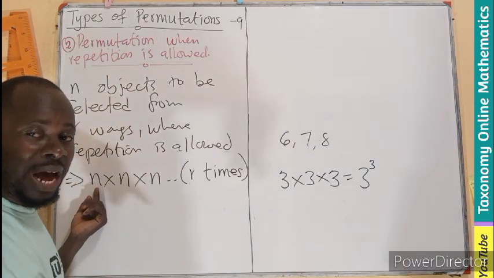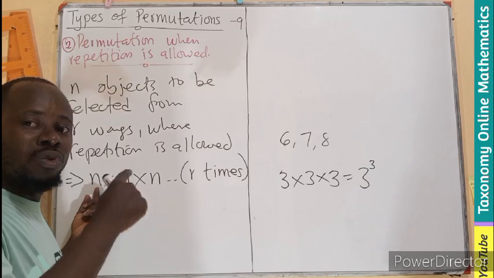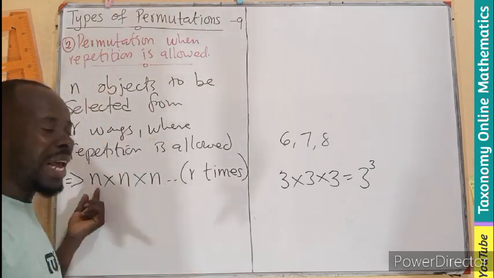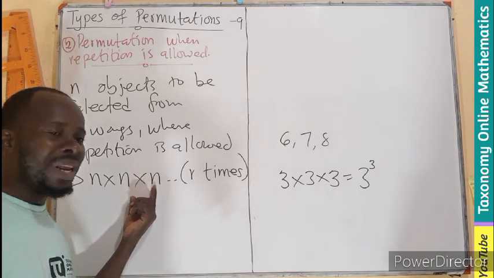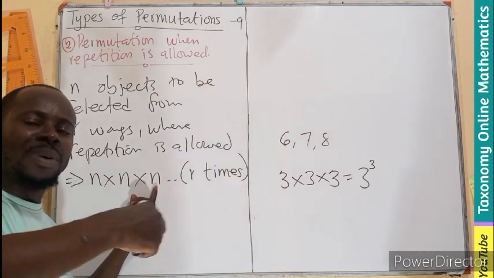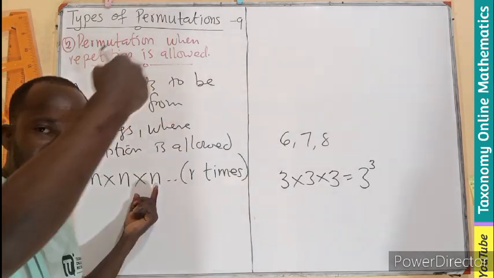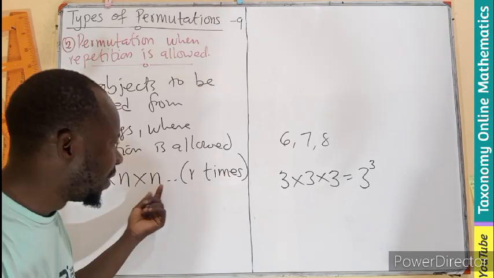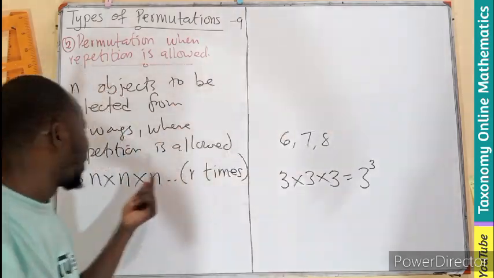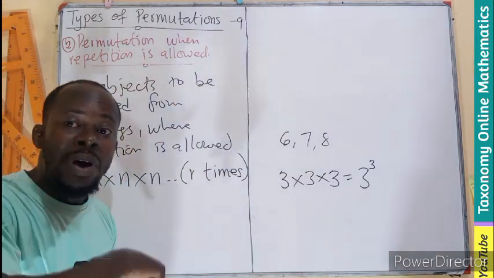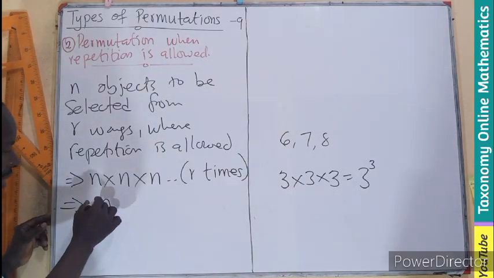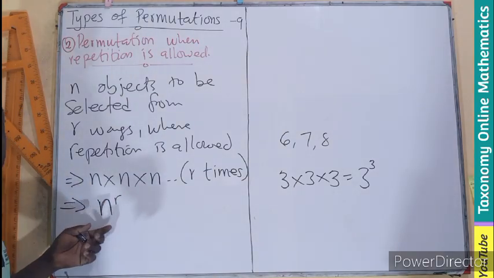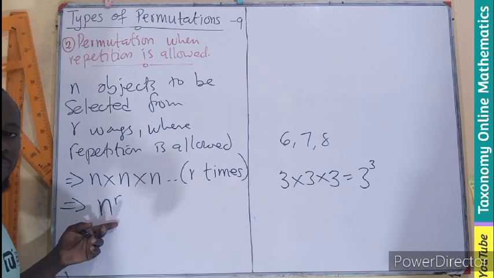Since repetition is allowed, that number I selected first could have the chance to feature again in the second position. And that could also have the chance to be in the third position, which means each of them has the chance of repeating at all the places, n times, the number of ways I am to arrange that. So that will simply imply n exponent r, which will give us what we are looking for.